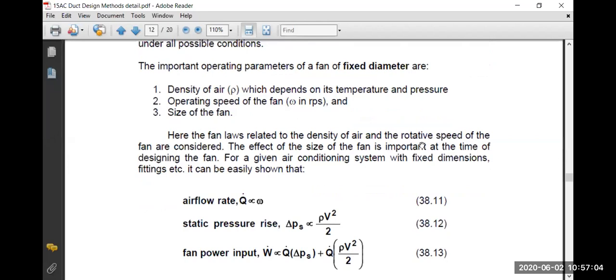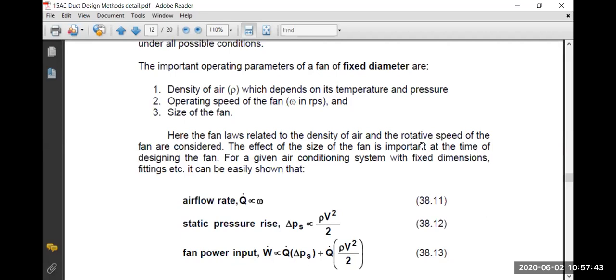Now, the important operating parameters of fans with fixed diameter, same size fans, are, number one, density of the air, an important parameter. It depends on temperature and pressure of the duct system. Other is operating speed, RPS. This is important, how the fan is supplied, with how many speeds adjustable by the manufacturer. There are adjustable pulley and belt drives, which can be adjusted on the side to run the fan at your required speeds.